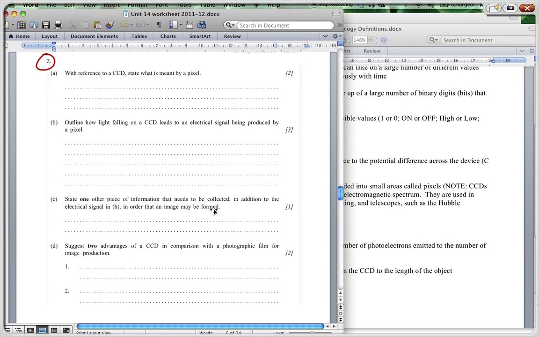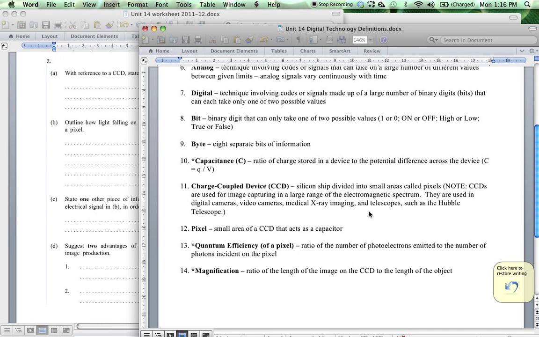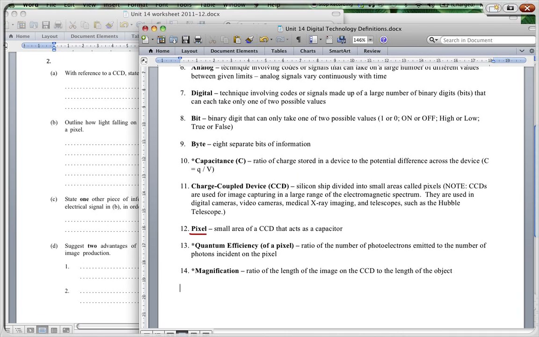So A, with reference to a CCD, state what is meant by a pixel. If we go to our definitions, we have pixel: a small area of a CCD that acts as a capacitor. This idea of a capacitor is a device which can store charge.